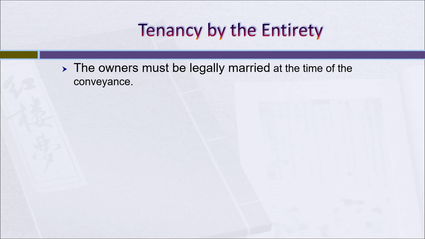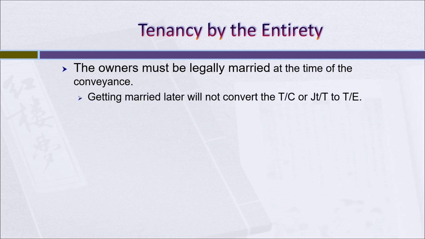Now, as we've indicated, in order to have a valid tenancy by the entirety, the owners must be legally married at the time of the conveyance. In other words, at the time they take title to the property. If they start out owning a tenancy in common or a joint tenancy with right of survivorship and later they get married, that doesn't automatically convert their interests into tenancy by the entirety interests. They'll have to do that expressly by a new conveyance if they want a tenancy by the entirety.